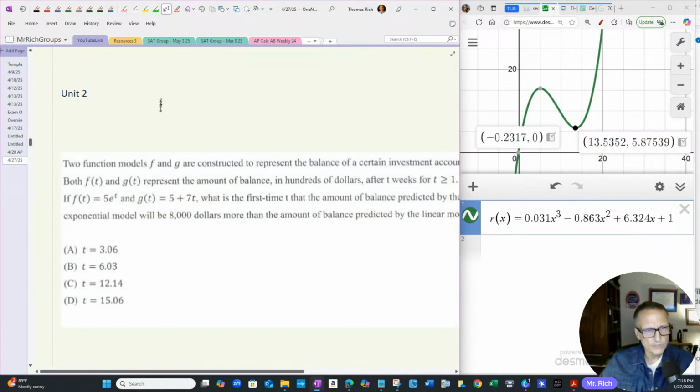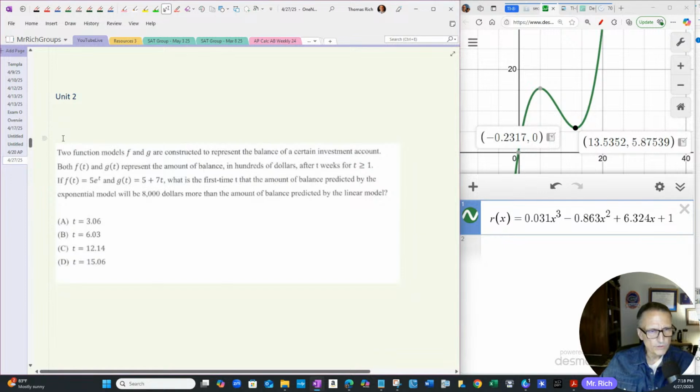Now we're heading to unit 2. Two function models, f and g, are constructed to represent the balance of a certain investment account. Both f of t and g of t represent the amount of balance in hundreds of dollars after t weeks, for t greater than or equal to 1. Let f of t be this, which is an exponential function, and g of t equals 5 plus 7t, a linear function. What's the first time that the amount of balance predicted by the exponential model will be $800 more than the amount of balance predicted by the linear model?